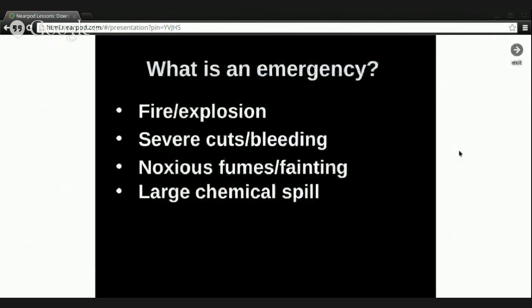What is an emergency? It goes over the emergency that there's a fire, explosion, severe cuts or bleeding, nausea or fainting, large chemical spills. Those are considered emergencies, and you need to know how to react to them if these emergencies occur. That does not mean scream and run out the room down the hall. There's a process that you need to follow in order to make sure that everyone is safe from that.